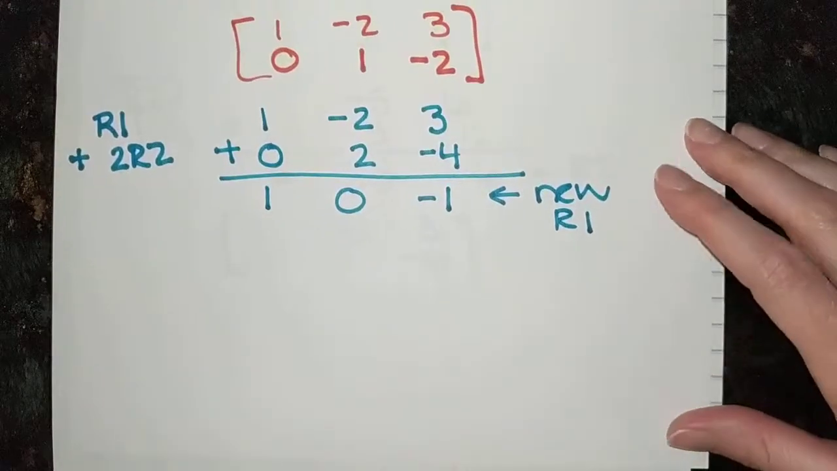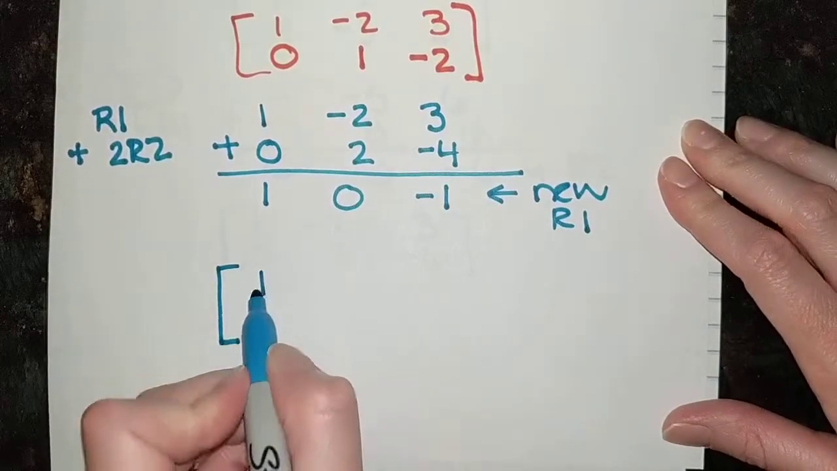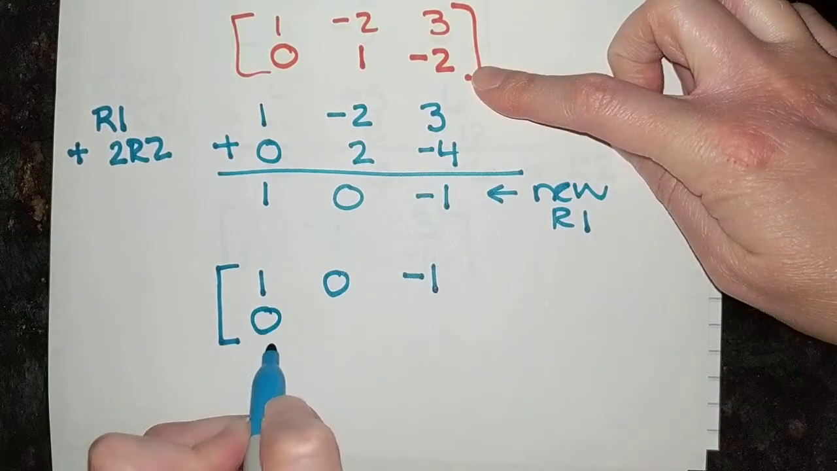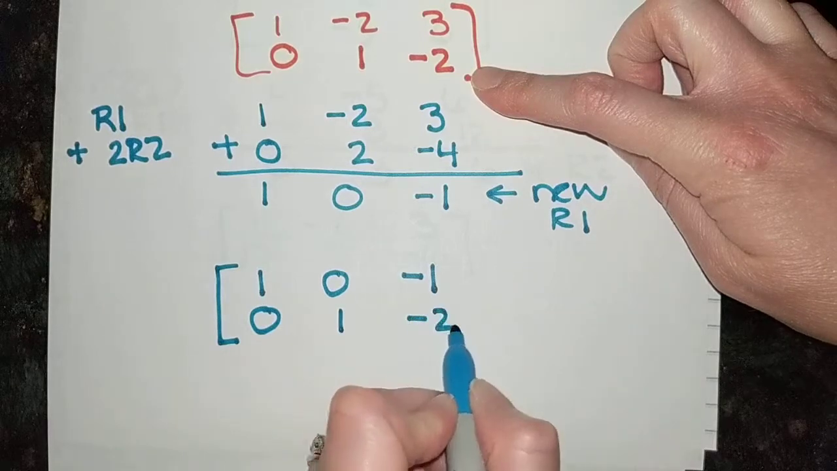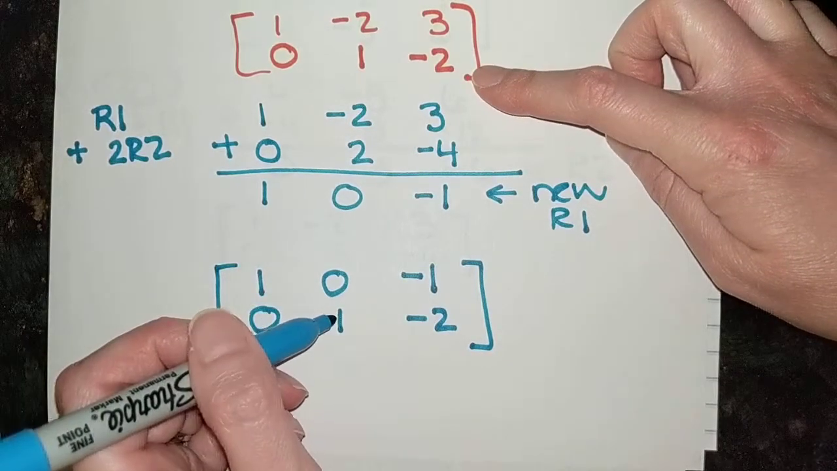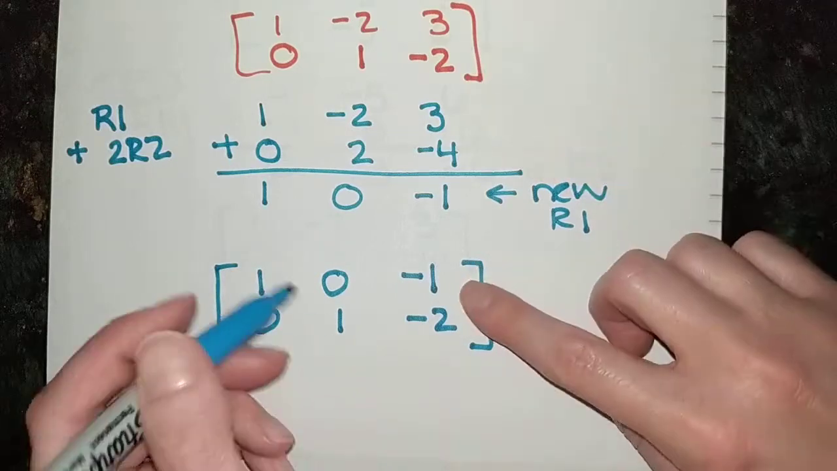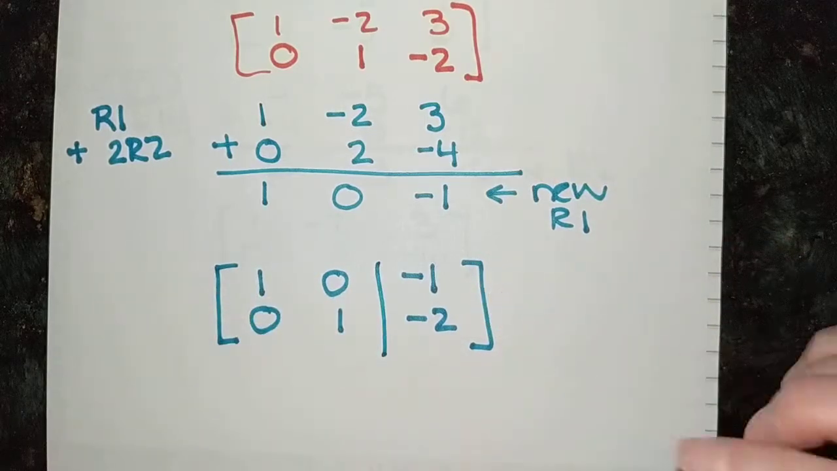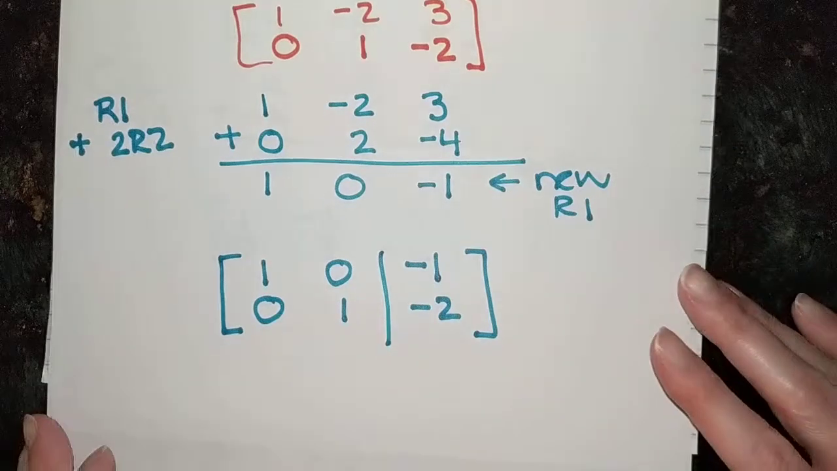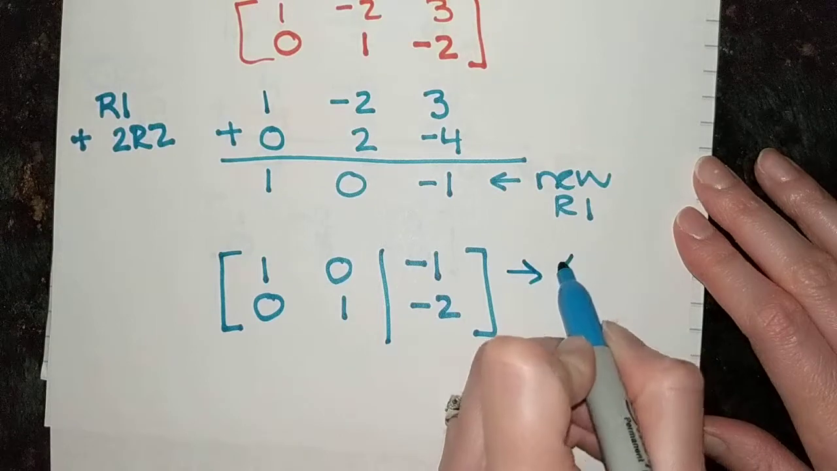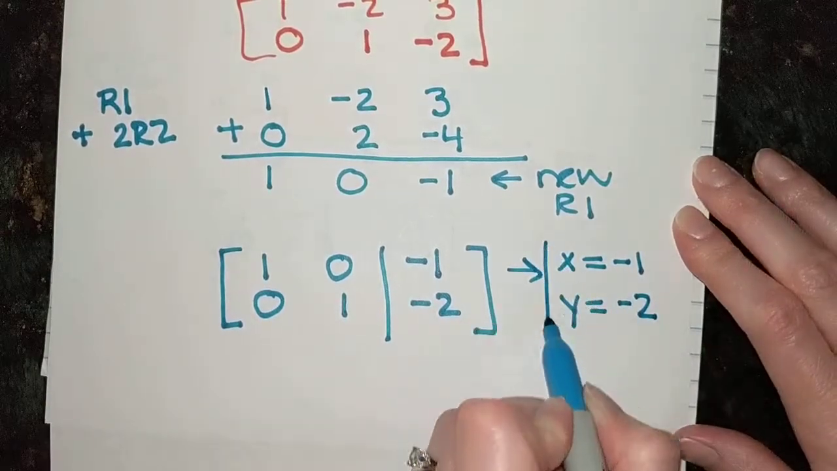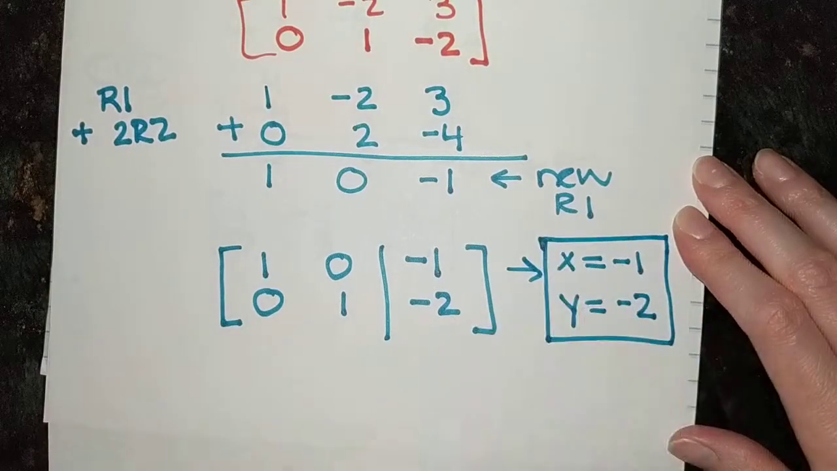So now I can put these together. New row 1 is going to be 1, 0, -1, and then the new row 2 is 0, 1, -2. And now we have our leading 1, zeros above and below, leading 1, zeros above and below. So it is in our augmented matrix row reduced echelon form. And the great thing about that is once it's in that form, we can read off that x is equal to -1 and that y is equal to -2. And so that is our unique solution.